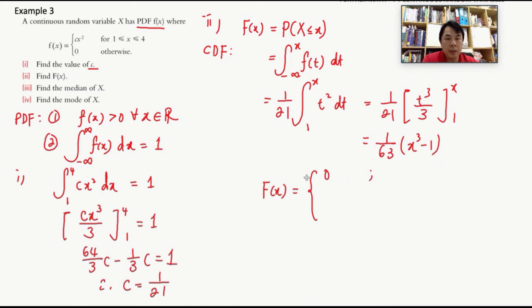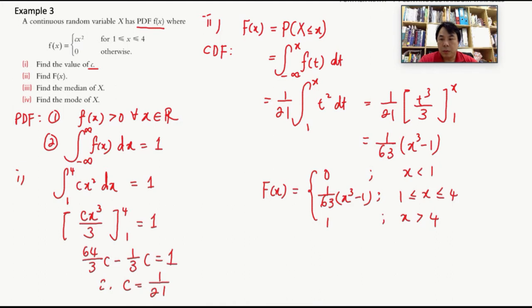So the total area must be equal to 0 for any x value that is less than 1. And then it should be the same as 1 over 63 (x cubed minus 1), given that the x value is lying between 1 and 4. And then finally, the total area under the graph must be equal to 1 for any x value that is greater than 4. So I hope that is clear for the second one.